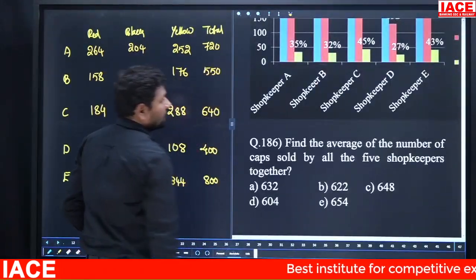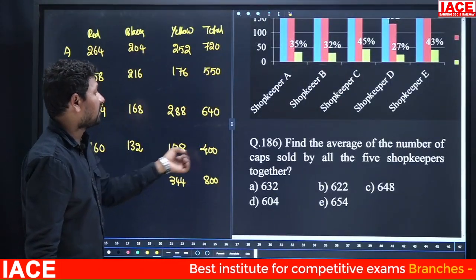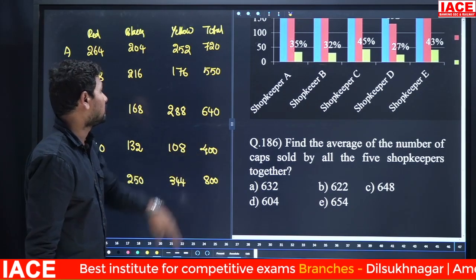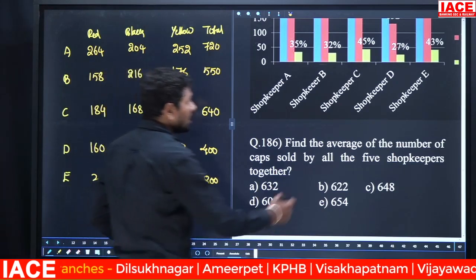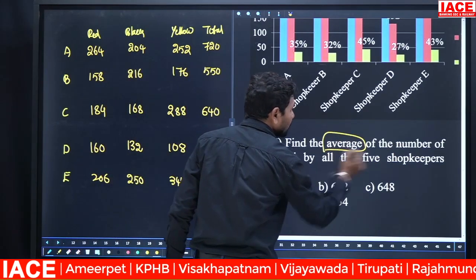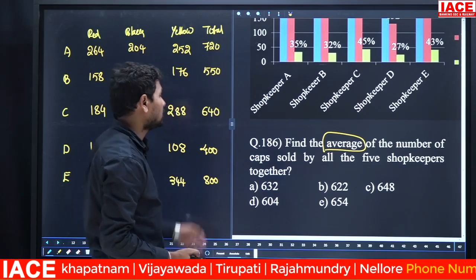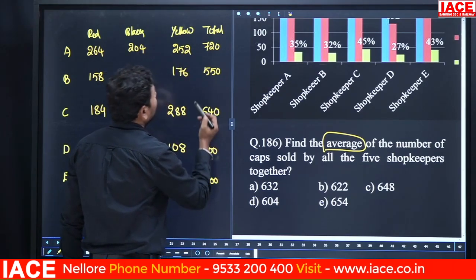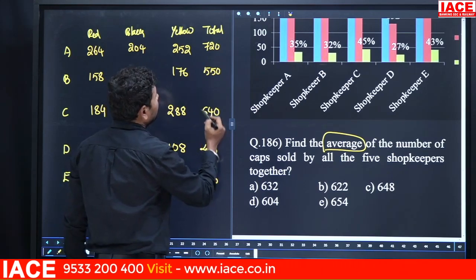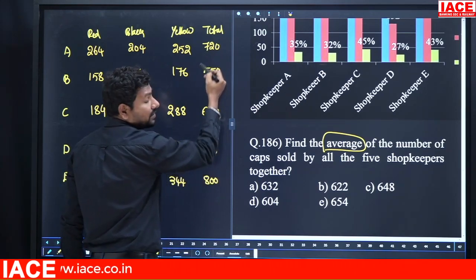Next, find the average of the number of caps sold by all the 5 shopkeepers together. What is an average? No color is mentioned, and when no color is mentioned, you can take all the values here. Okay, 800 plus 400, 1200, 1200 plus 600, 1800, 1800 plus 700, 2500, 500, 3000.